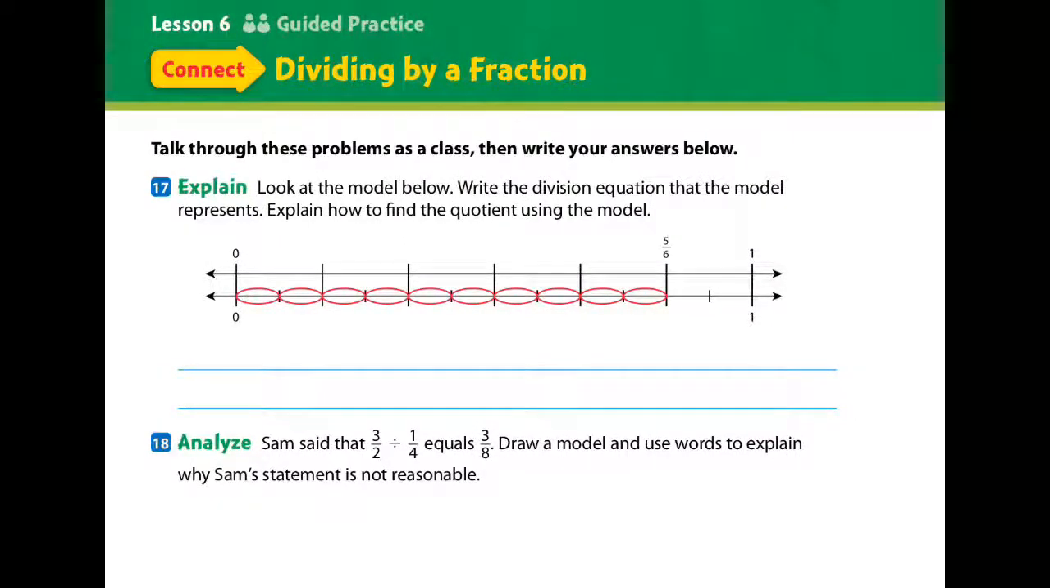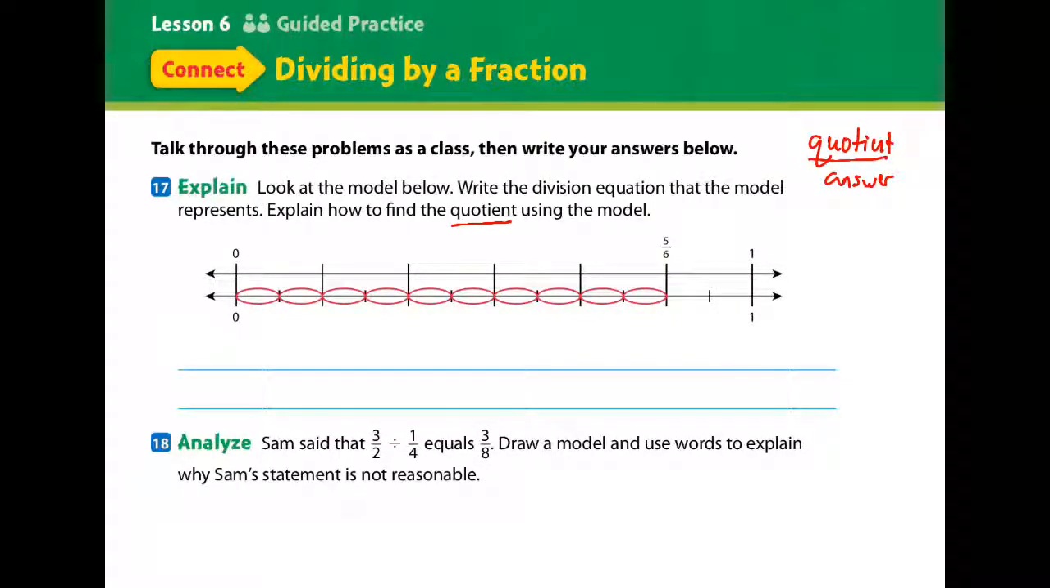So in number 17, it says, look at the model below, write the division equation that the model represents, and explain how to find the quotient using the model. Now remember, quotient is the answer. So I'm going to write that down here. It's the answer to a division problem.